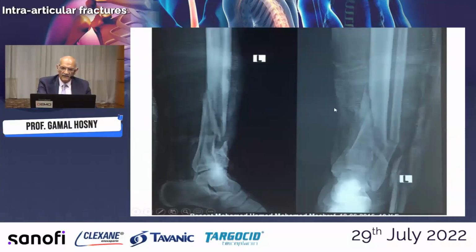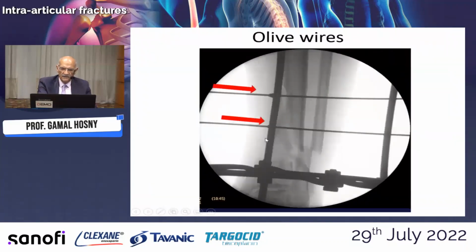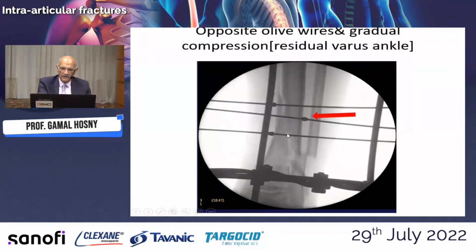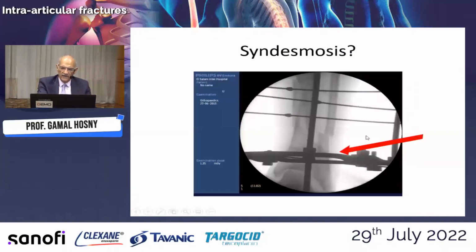Like this comminuted tibial plafond fracture, we did manual distraction first, as you see here. Opposite olive wires, opposite each other, to correct the tibia. You see the opposite olive wires, many of them. Then closure of the gap and correction of the varus deformity by this olive wire. We push it laterally, so we corrected the varus deformity, but we still have this displacement.